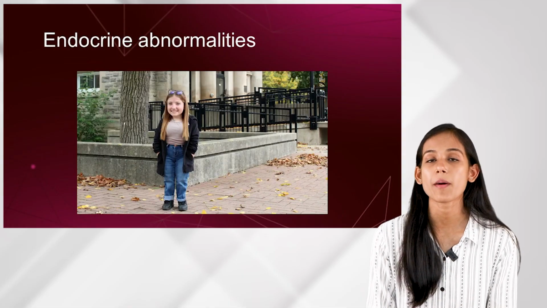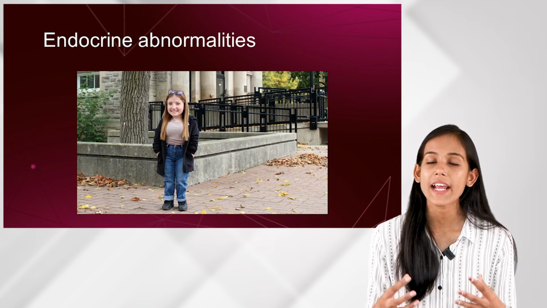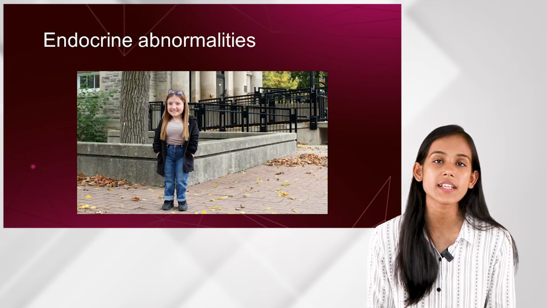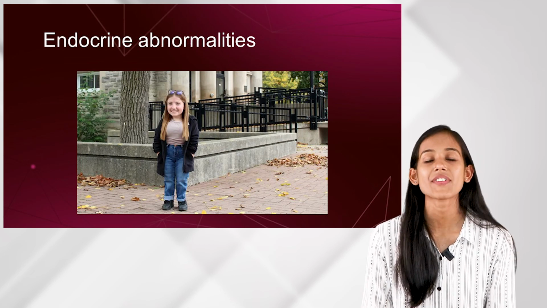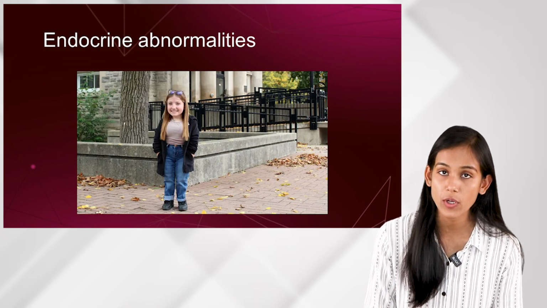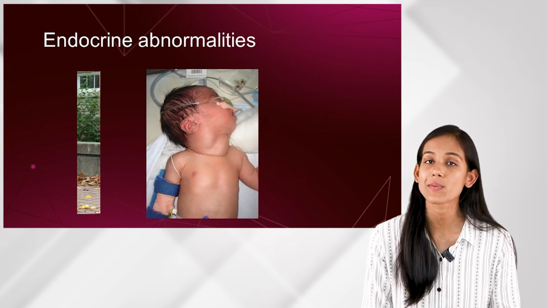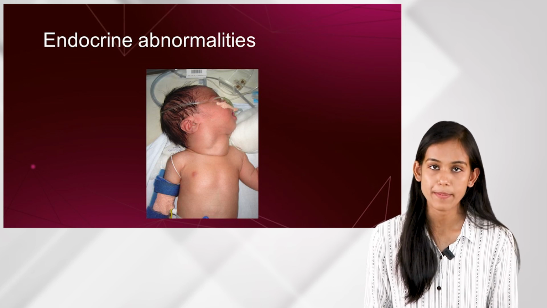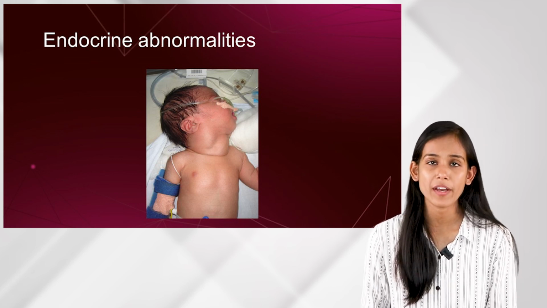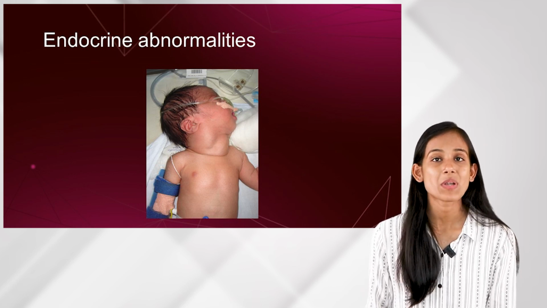Well, the next one is the endocrine system. In the endocrine system, we can see congenital hypopituitarism, which is also called dwarfism, and there can be congenital hypothyroidism, which is also known as cretinism. Then there can be congenital goiter or diabetes mellitus. So these are some of the endocrine disorders that might be present at birth.